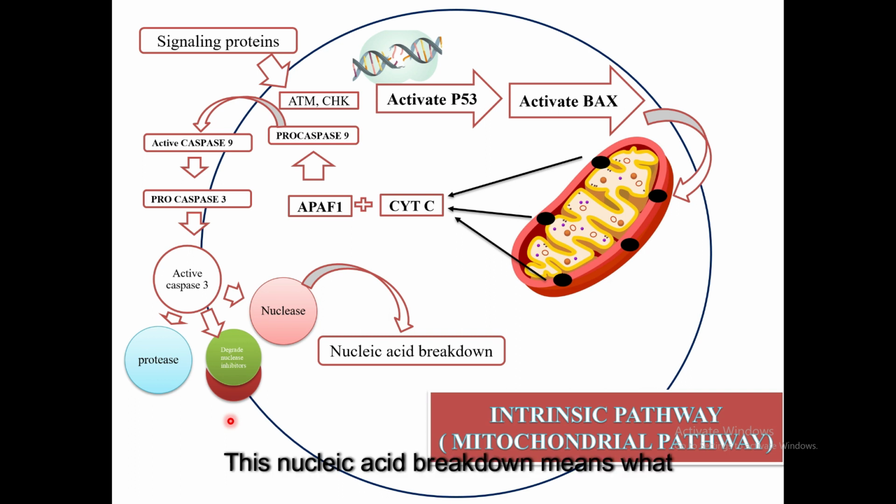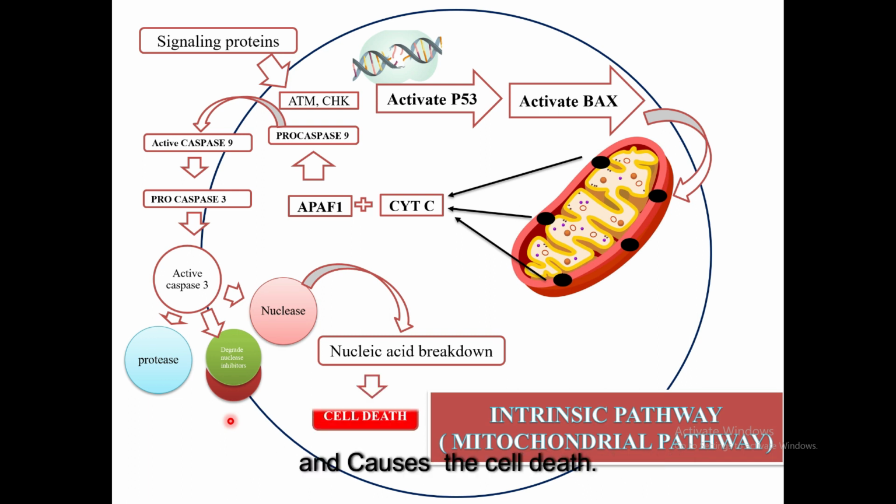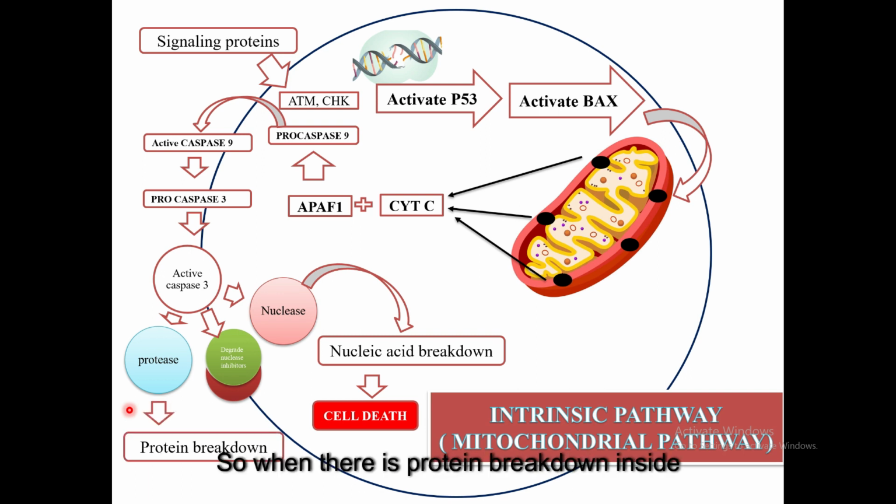When nucleic acid breakdown happens, all the cell's DNA will be engulfed by macrophages, and some kind of phagocytic cell will come and eat that cell, causing cell death. On the other hand, the protease enzyme will also help in cell death. How? The protease enzyme causes protein breakdown. When there is protein breakdown inside the cell, that will cause the death of the organelles. So in this way, the intrinsic pathway is complete.